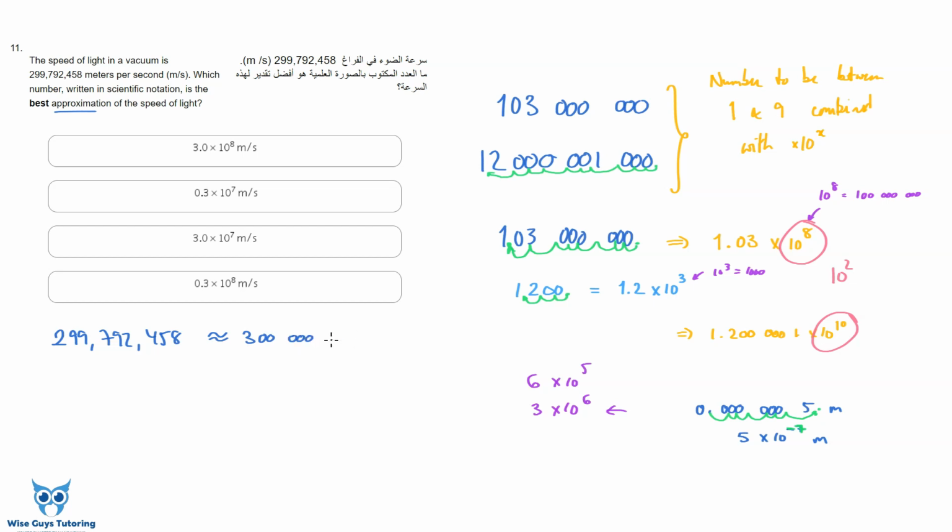So if this is about 300 million, and I want to write this in scientific notation, I'll take my decimal and I'll say 1 2 3 4 5 6 7 8. So this number is the same as 3 times 10 to the 8, which means the answer is A, or the first one. All right, let's move on to question 12.